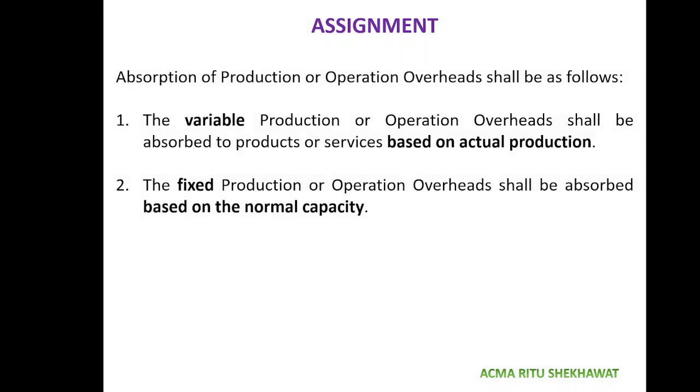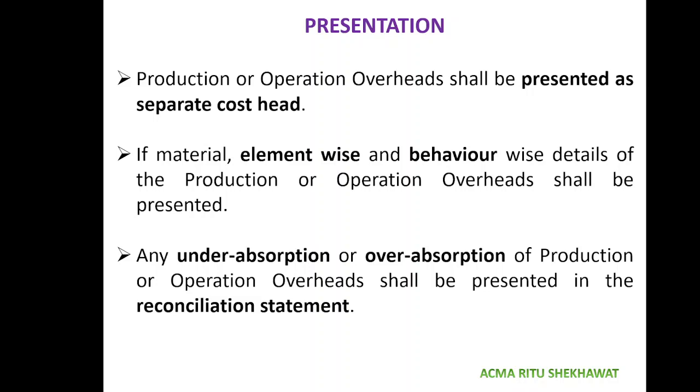Assignment, as we have already done, is based on actual production or normal capacity, right? We have already studied in CAS 2 what normal capacity and actual production are. For further reference, you can go to my YouTube channel. There you will find the cost accounting standards and the definitions of all the things for your further reference.